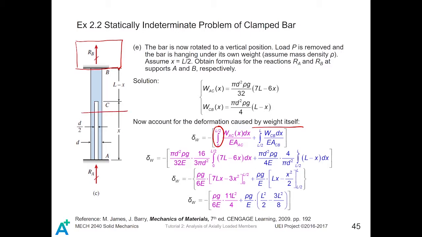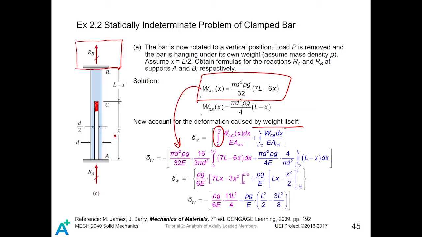So from 0 to L over 2, its cross-sectional area is AAC, and the weight for any cross-sectional area and the compressive load for any cross-section in this section will become WACX. Similarly, for the deformation from L over 2 to L, we have WCB dx divided by E times the cross-sectional area of CB. And then we substitute our results here into this expression.